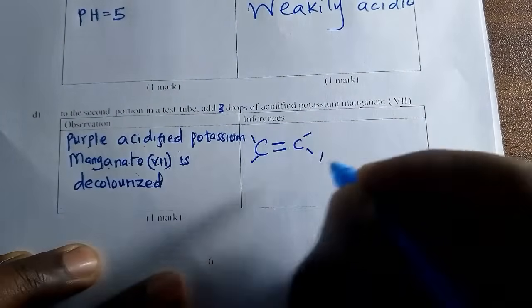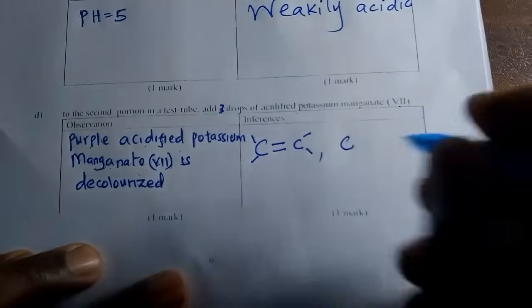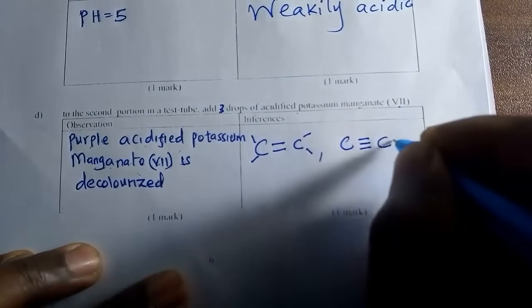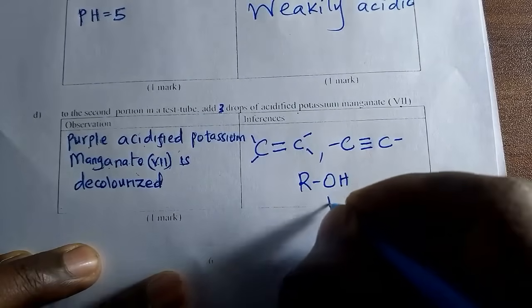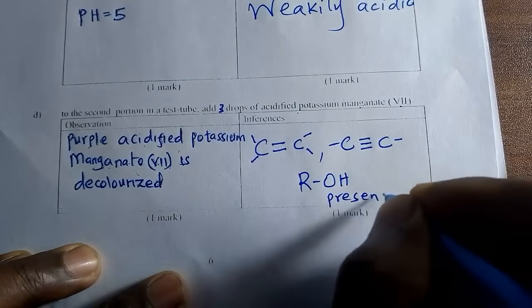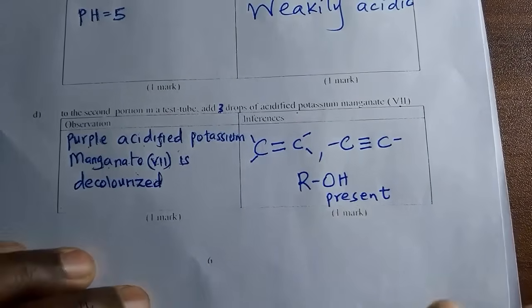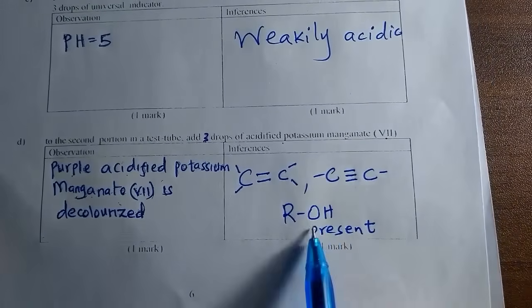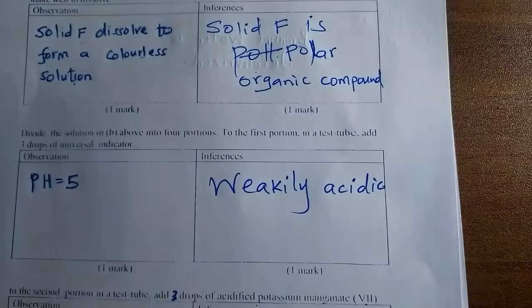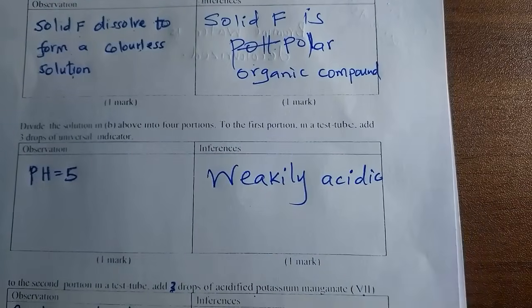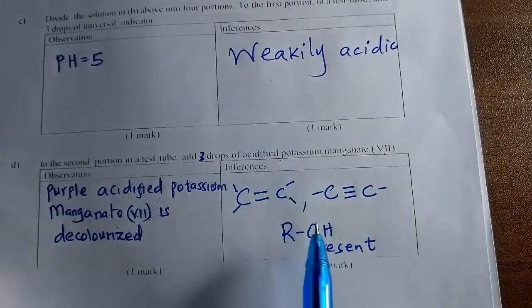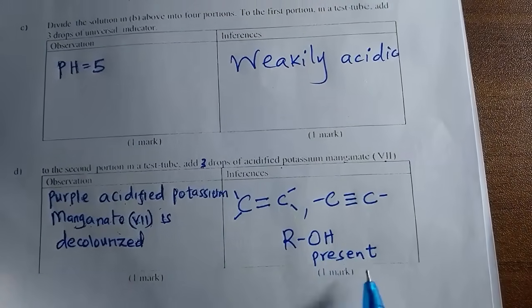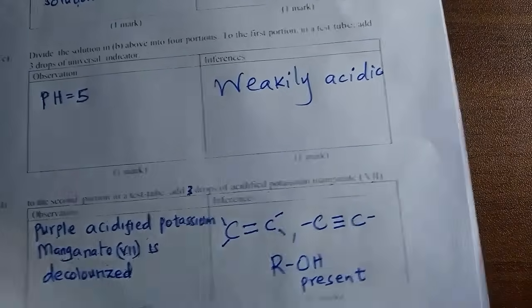or the triple bond, or the ROH is present. So don't say the ROH was not here, because you are contradicting. There's nothing here like that. This one is organic analysis, therefore this one tests for these 3. Don't say that it was not here. You must write it.